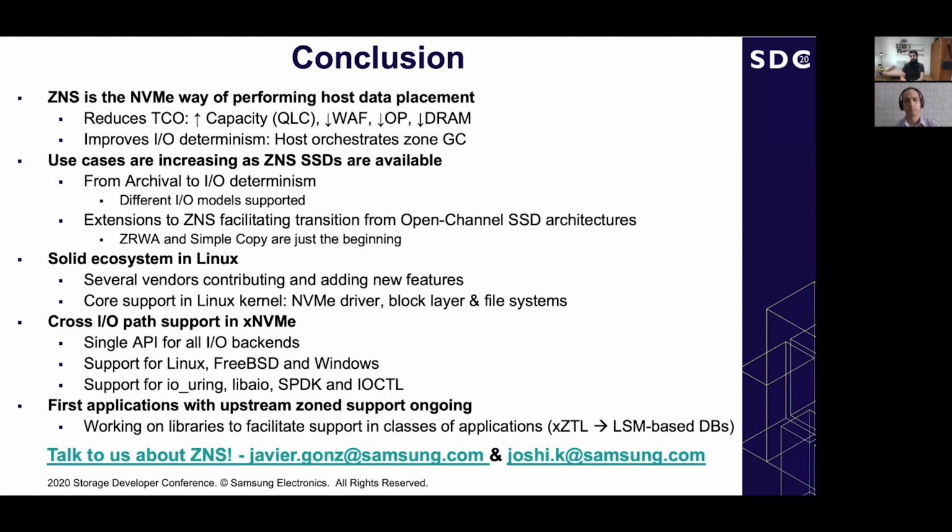Kanchan has gone in detail through the ecosystem in Linux. And then we've covered other tools, xNVMe, the work that we've done in QEMU, and some of the RocksDB part.